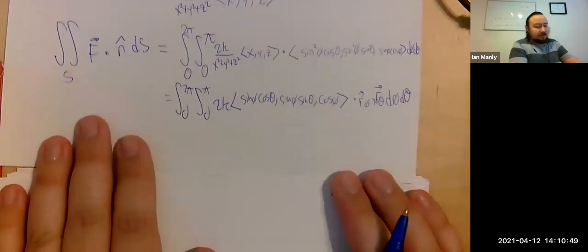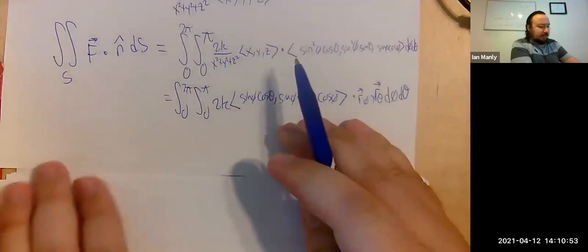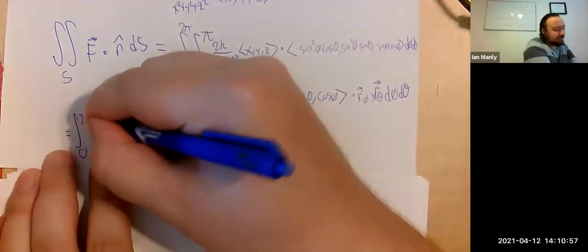Okay, and then now we're going to take the dot product of this and this, and we're going to get something that initially seems really nasty, but it's going to simplify into something that's not too bad.